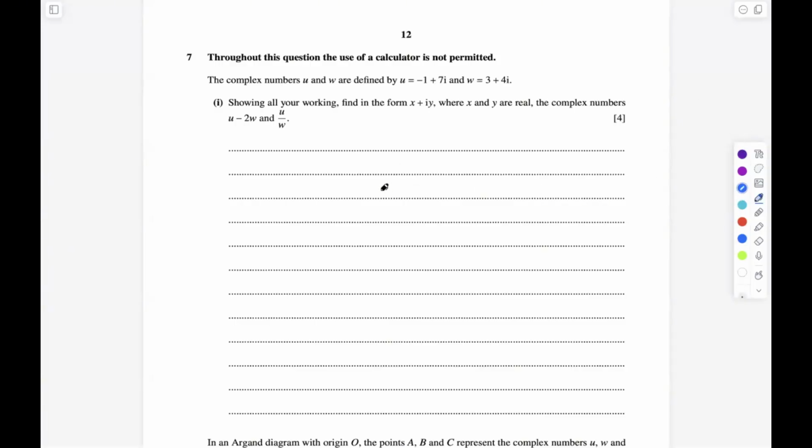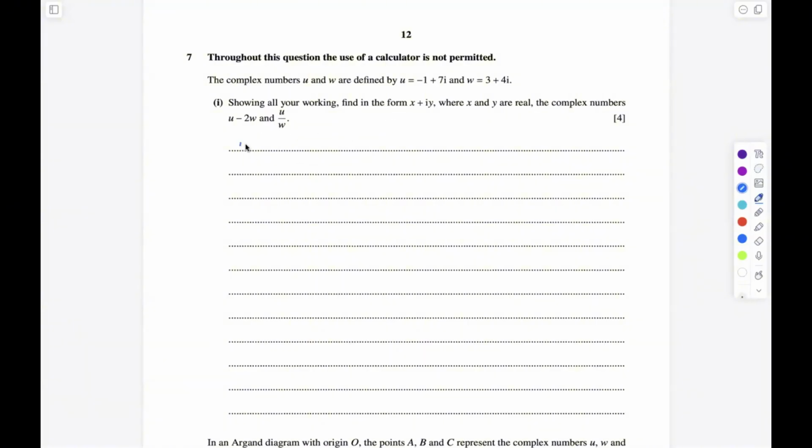Question 7. The complex numbers u and w are u = -1 + 7i and w = 3 + 4i. In part 1, we have to show that the complex numbers u - 2w and u/w can be written in the form x + iy.